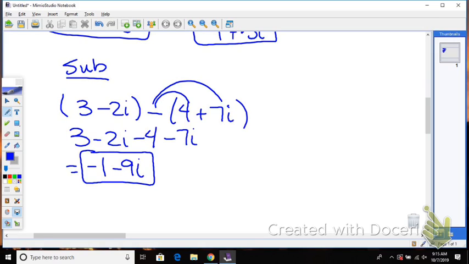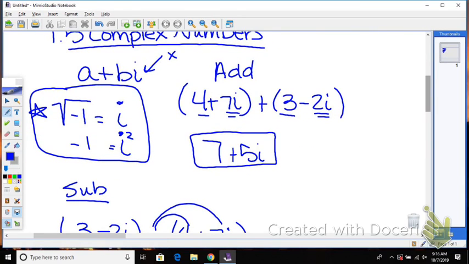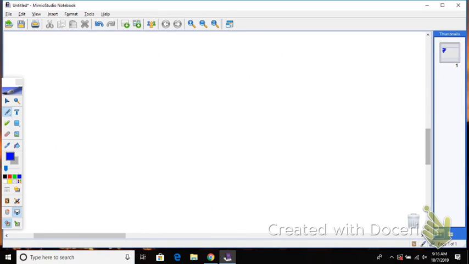Okay, what would x times x be? x squared. What would i times i be? i squared. What does i squared equal? i squared equals negative 1. All of that's important when we multiply. But I'm going to start off with an easy multiplying one. We're going to start with scalar multiplication.